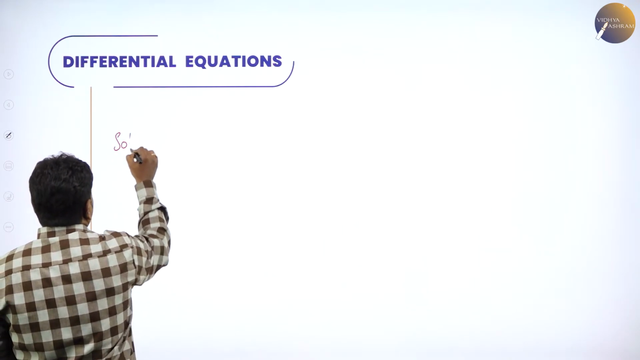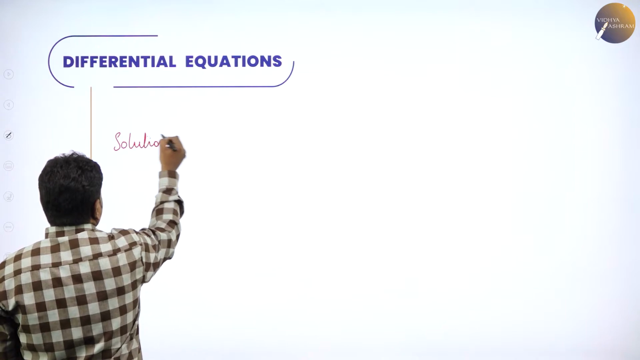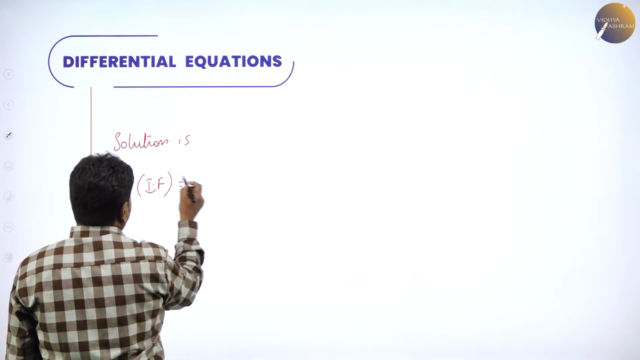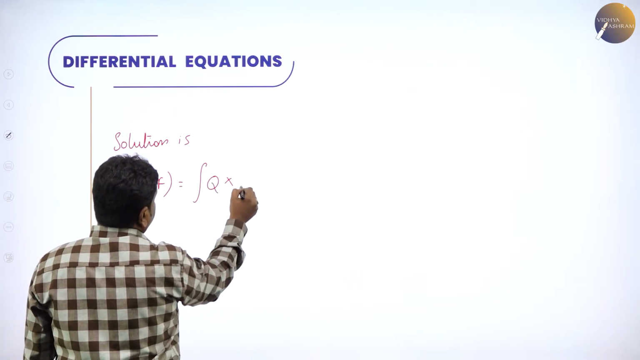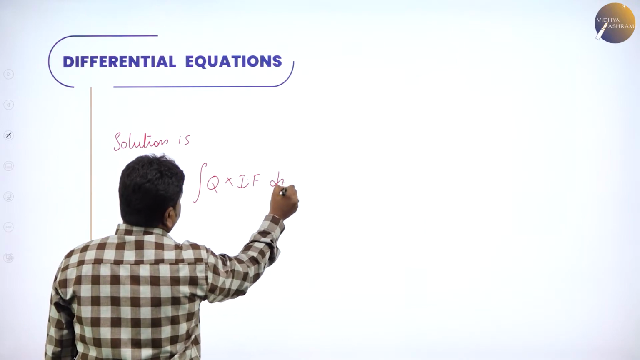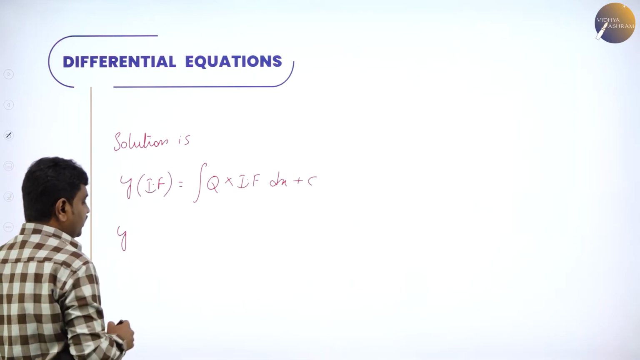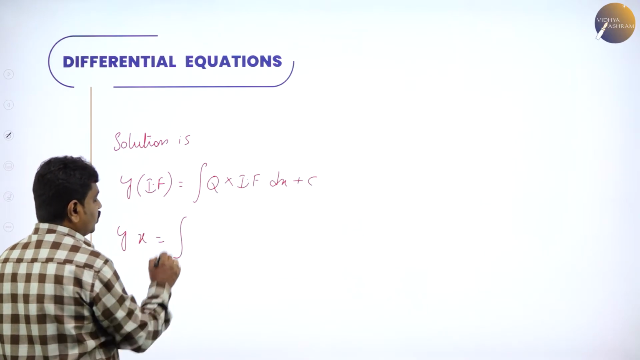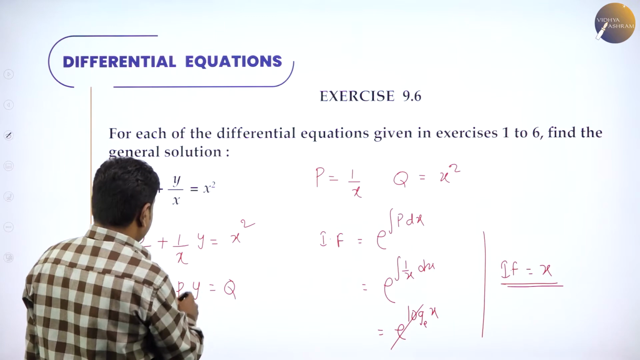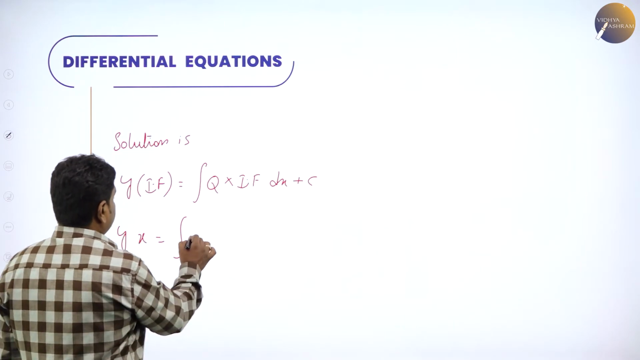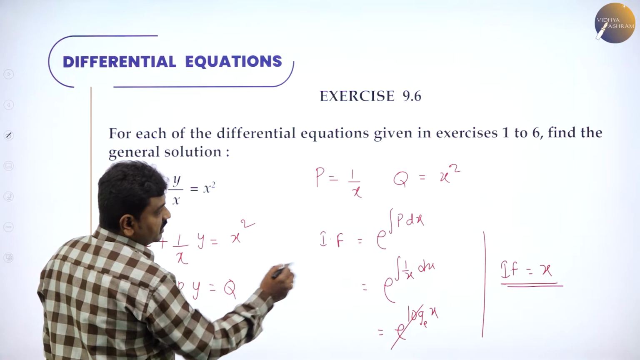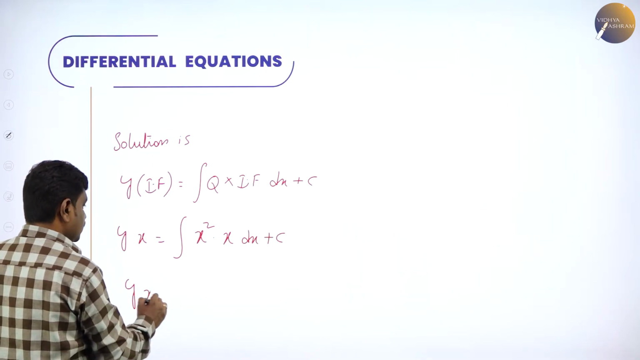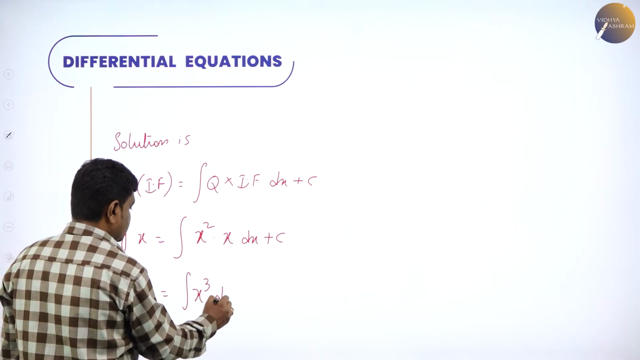What is the solution? Solution is y into integrating factor is equal to integration of q into integrating factor dx plus c. Now y into, what is the integrating factor you got? We got integrating factor as x, is equal to integration of q. What is q? Q is x square. X square into what is the integrating factor? X dx plus c.